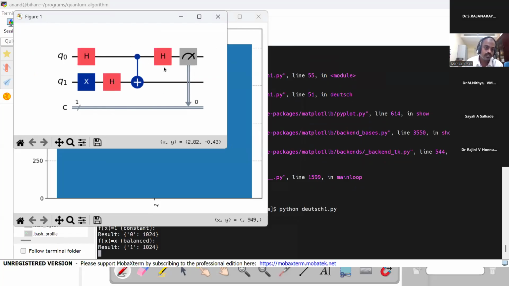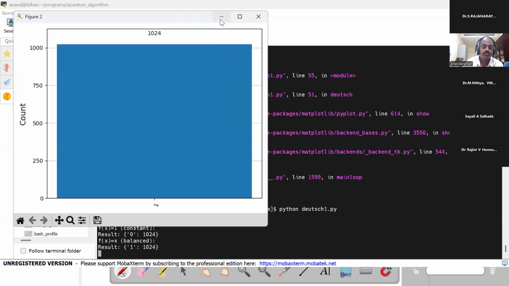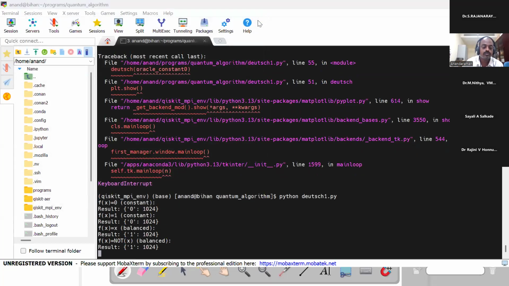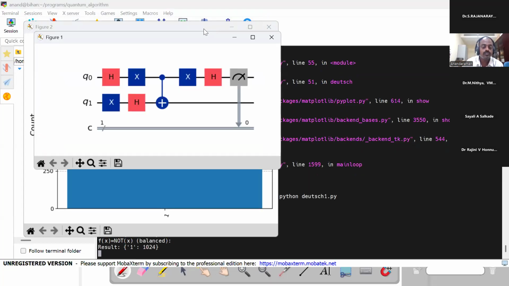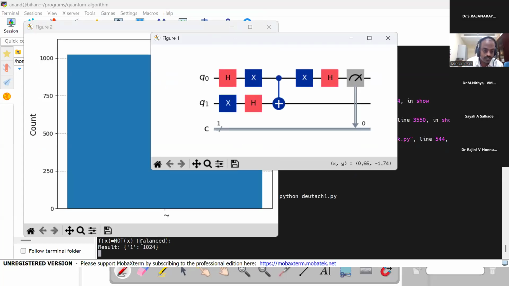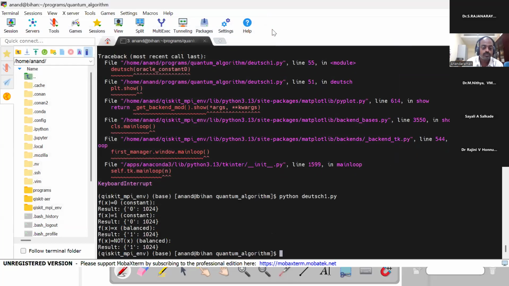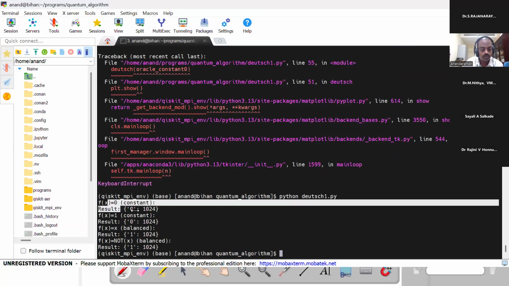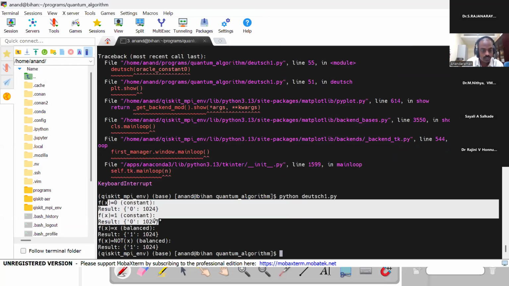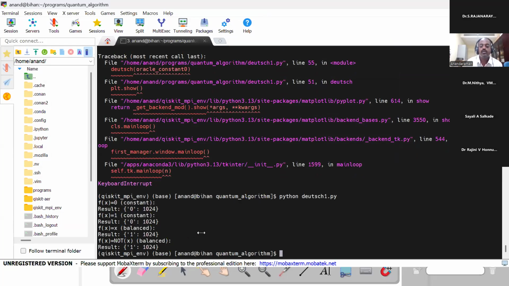For this, you can see the result here. F of x, not of x, balanced. So 1 means balanced, 0 means constant. Okay. So here, first time it is okay, constant, and balanced. Okay. So yeah.